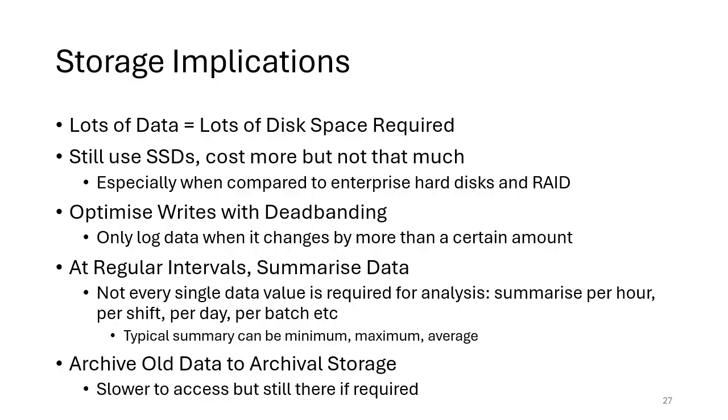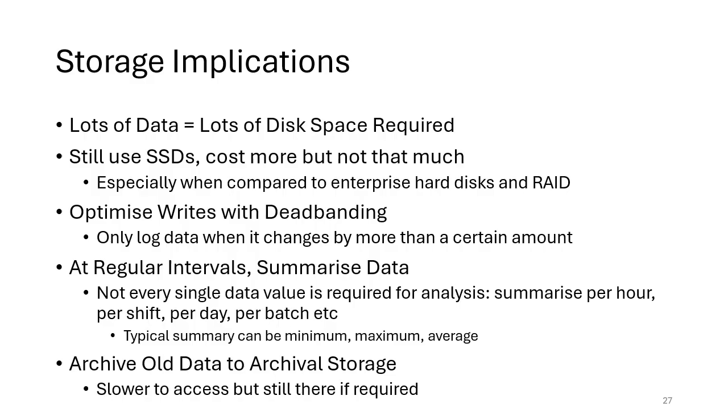What are you doing there? Something you can do to reduce the amount of disk space you need is optimizing writes with deadbanding. So some people log every single item of data that comes in, but if you're logging something like a tank level, you may find that there's a lot of ripple on that tank level. The tank level is actually, say, 60% plus or minus 1%, and that ripple of 1% is happening frequently. So if you write every time it changes, you're logging 61, 60, 59, 60, 59, 60, 61 and so on, when actually the average tank level over that period is 60. So you could optimize the storage by logging data only when it changes by more than a certain amount.